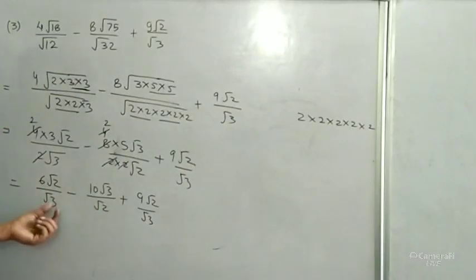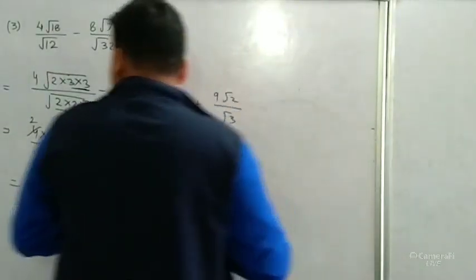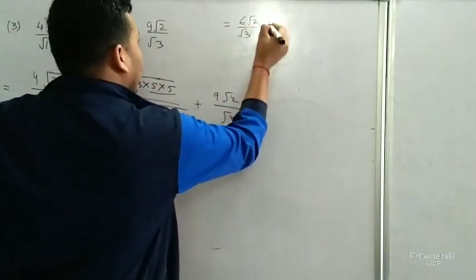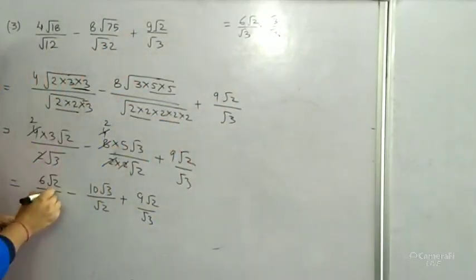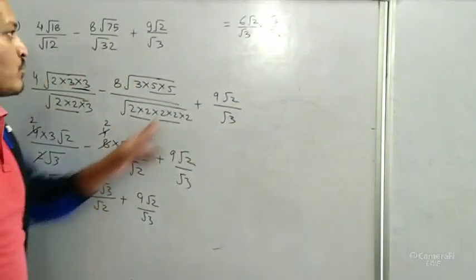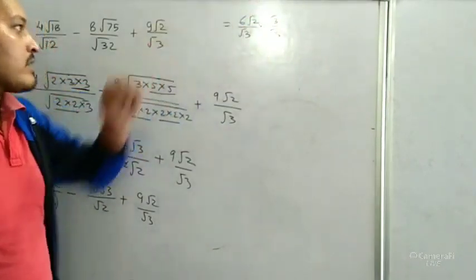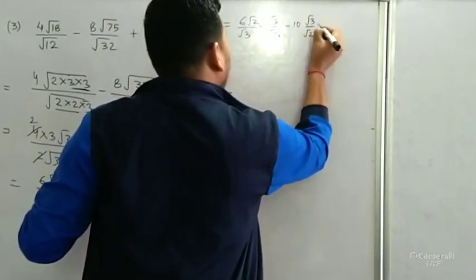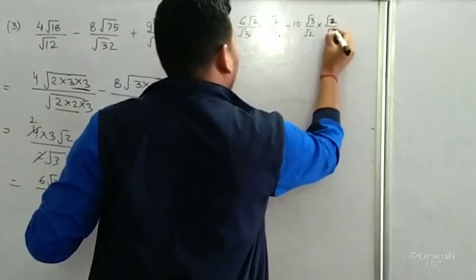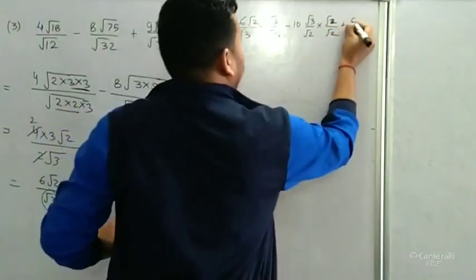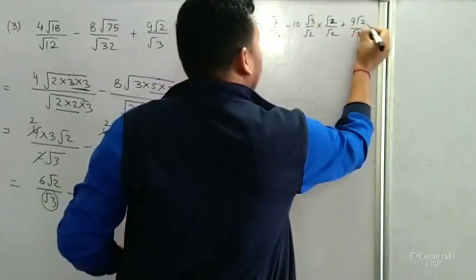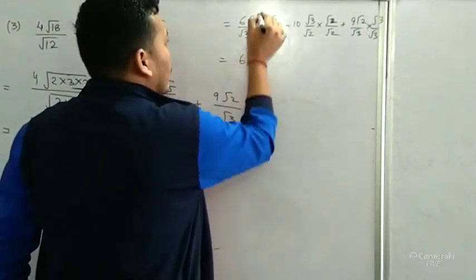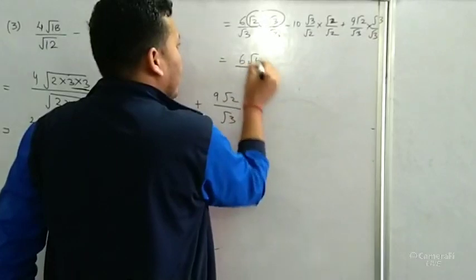Now the rationalization that remains is the very simple one. Here we have to solve the rationalization. So 6 root 2 upon root 3 into root 3 upon root 3. Why? Because this number is root 3, and if you want to remove this root 3 from the denominator, multiply and divide by the same root number. Okay, minus 10 root 3 upon root 2, so multiply and divide by the same denominator root 2. Okay, 9 root 2 upon root 3 is given here, so multiply by root 3 and divide by root 3.